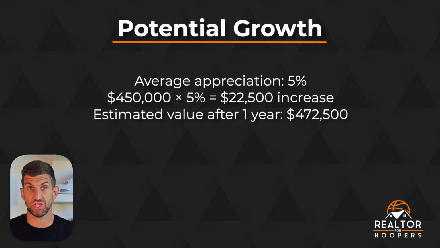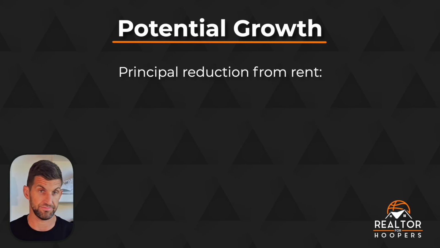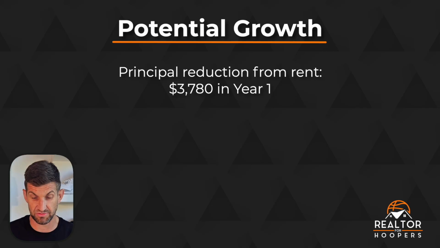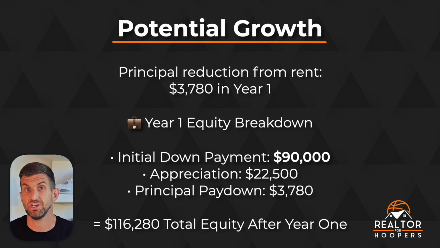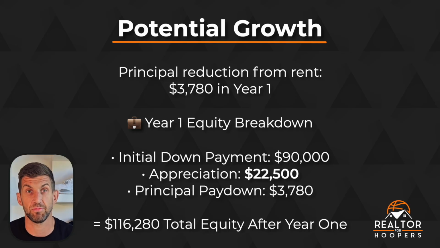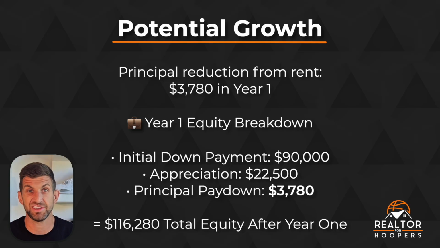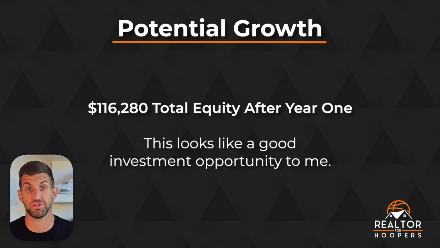Now, you're also charging your rent through your gross rent, and your principal balance on your loan decreased by $3,780 in the first year, which means your potential growth for this property, just doing the appreciation of the property and your principal reduction, you could have around $115,000 in equity after year one, right? That's your $90,000 down payment, $22,500 of appreciation, and your $3,780-ish of principal reduction. So this looks like a good investment opportunity to me.